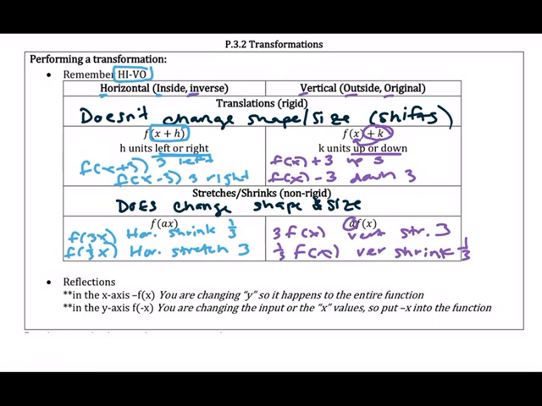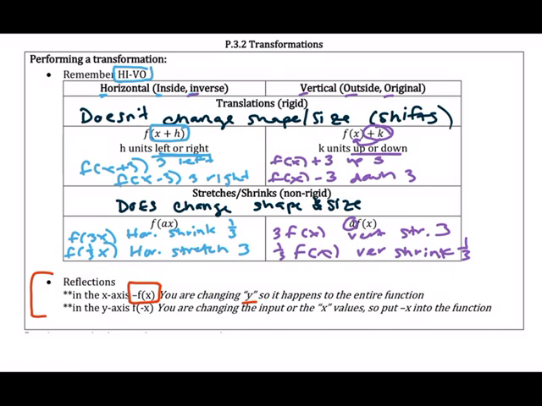And then the last thing down here, the other kind of transformation we're going to refer to are reflections. Typically, when we're talking about reflections, we're going to focus on reflections that either happen in the x-axis, which means that you're taking the opposite of the entire function. So you are changing y. It happens to everything.